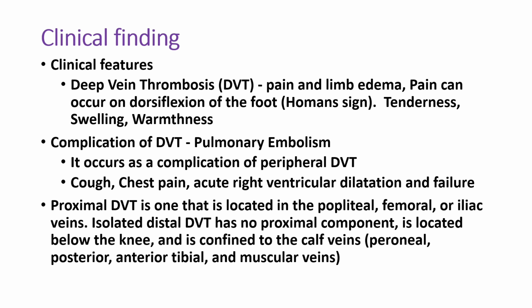But many patients with proximal DVT, popliteal, femoral, iliac veins, can also present with thigh pain or upper part of the leg pain. Some patients can have upper limb venous thrombosis also, especially those who are having malignancies, so can present with upper limb thrombosis also.